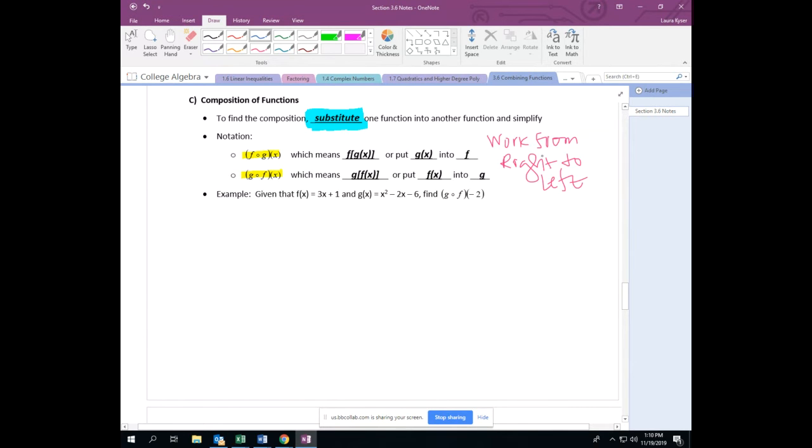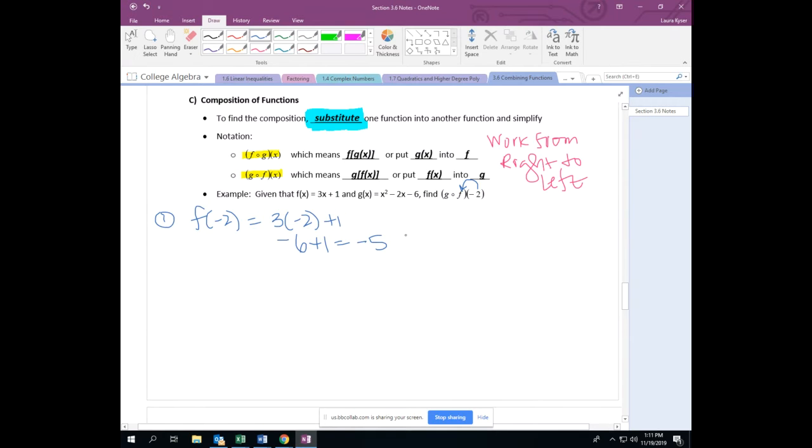Now, since we're working from right to left, I'm going to begin by taking the value and putting it into the function immediately next to it, which in this case is the f function. So I want to start by finding f of -2. That means -2 is my input value for this f function here. 3 times -2 plus 1. And then we evaluate. So this is -6 plus 1, which is -5.